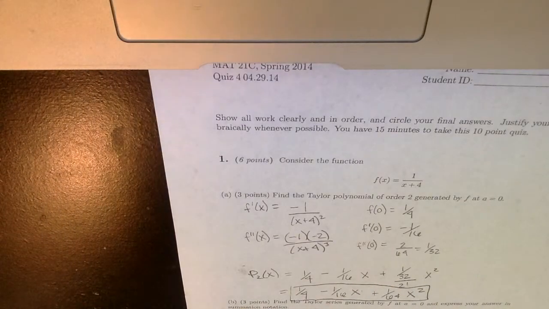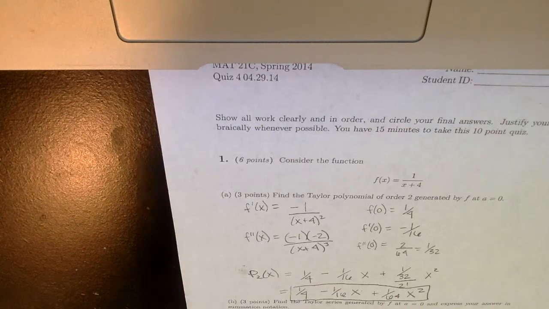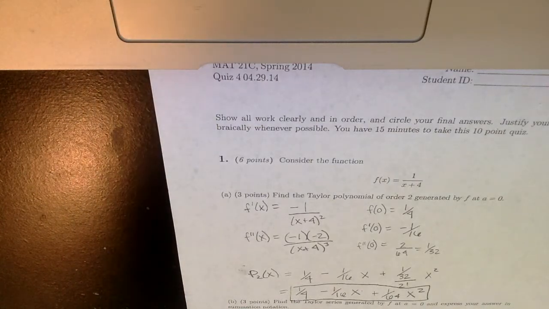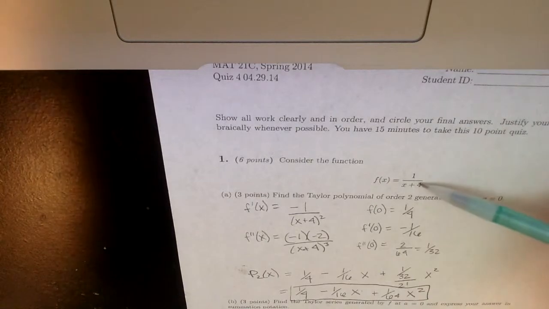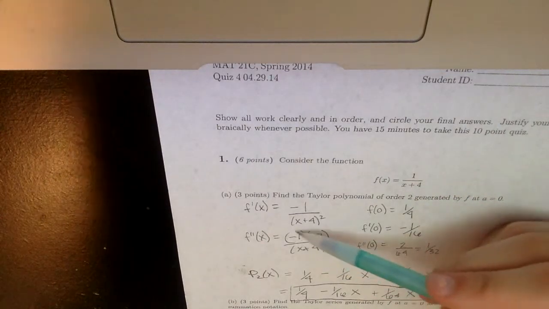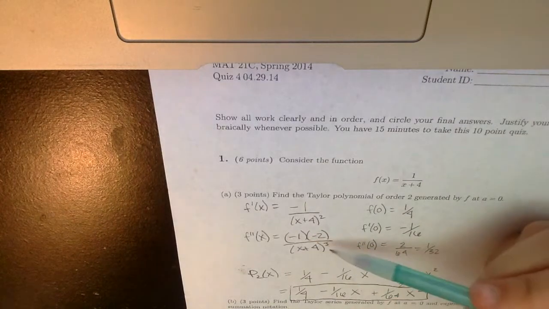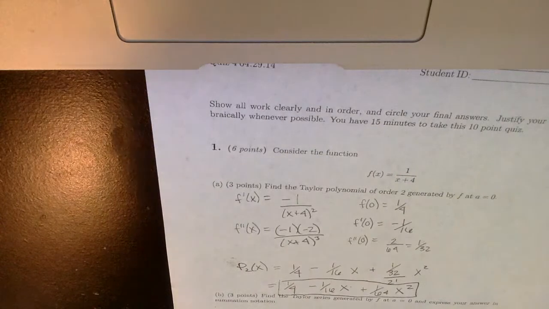Okay. Part B asks us to find the Taylor series generated by f at a equals 0 and express your answer in summation notation. Okay, the first thing we need to know is what all of our derivatives of f are going to be. So if we'd continued this out, we would see that we keep getting these powers of 4 in the bottom, and we're going to end up having a negative factorial. So negative 1 times negative 2, and the next term will have a negative 3, and then negative 4, and so on and so forth.